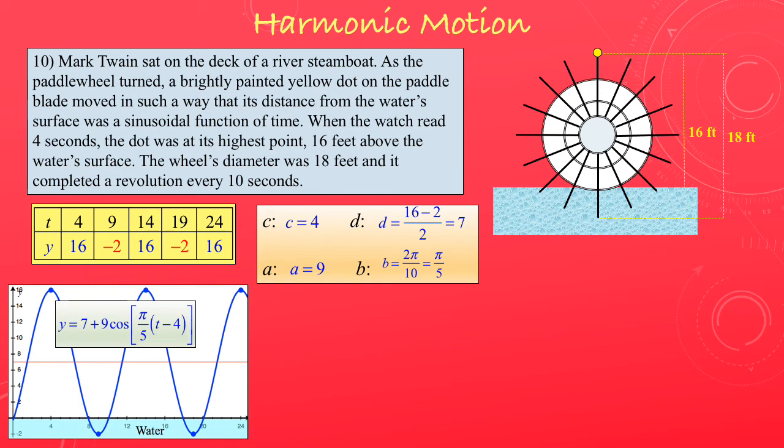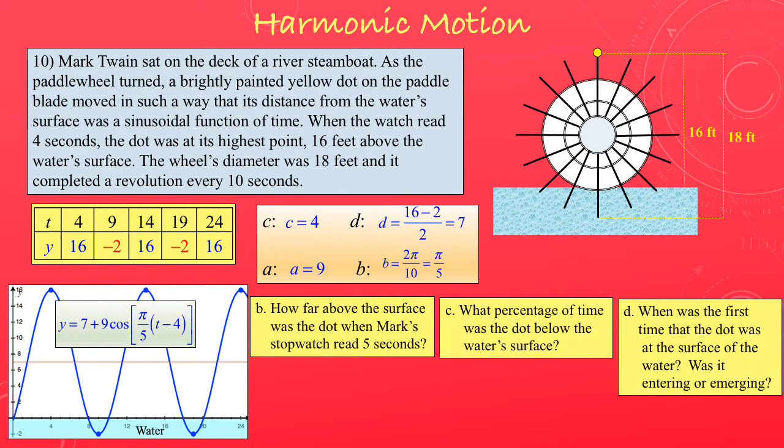Therefore, the equation that describes the motion of the yellow dot relative to the water surface is y equals 7 plus 9 cosine pi over 5 times the quantity t minus 4, where t is measured in seconds.